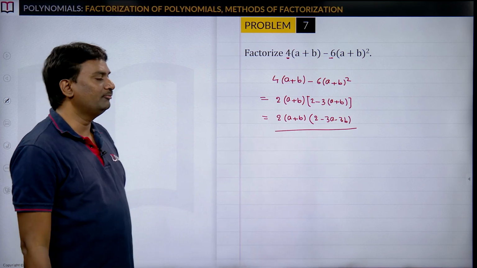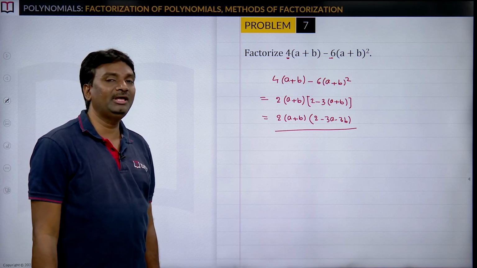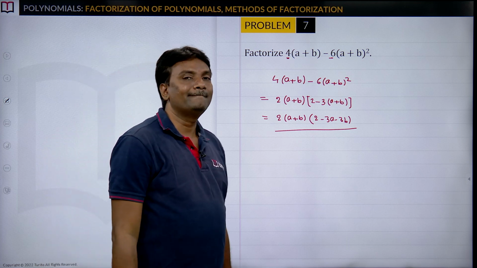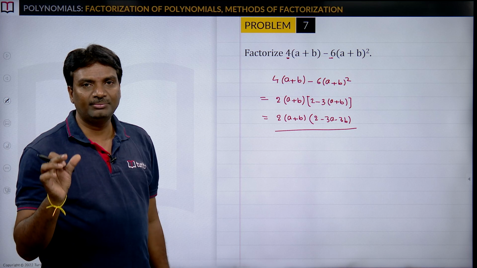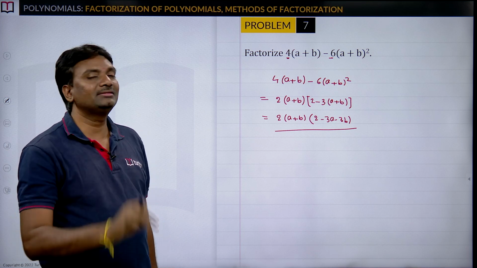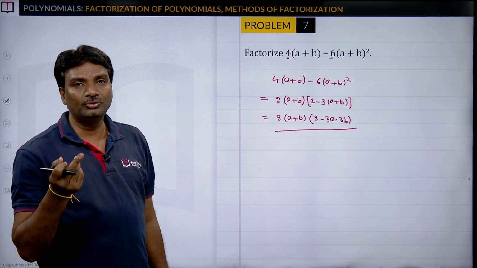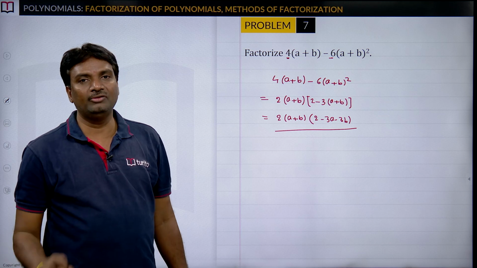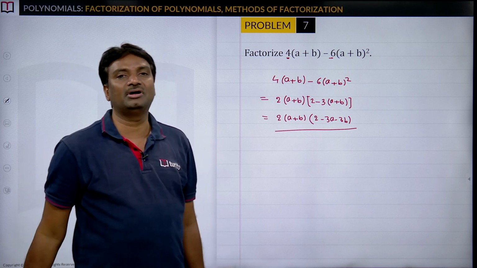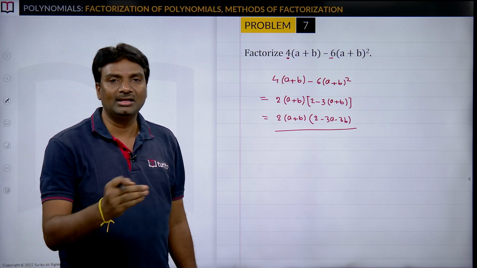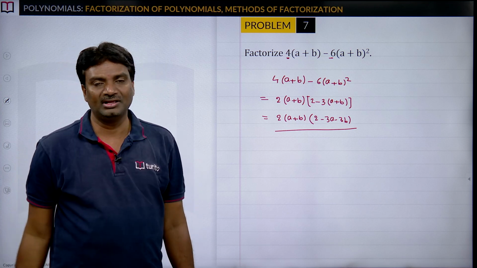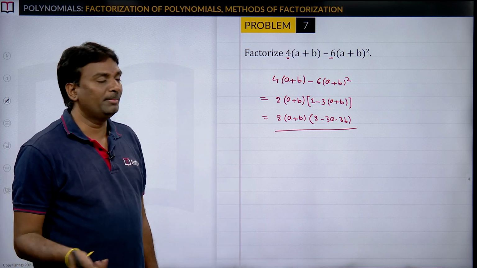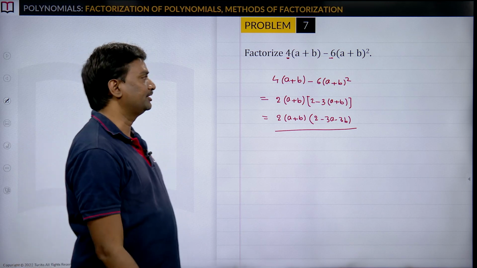So, this is the product of factors of the given polynomial. Here we have three factors: 2, (a+b), and (2 - 3a - 3b). Problems are very easy, but by looking at the given polynomial, you have to know which are the common factors. Finding that is very, very important. If you know the common factor for all the terms of the given polynomial, then you can take those terms as common and simplify. Finally, we will get the product of two or more polynomials. Okay. Next problem.